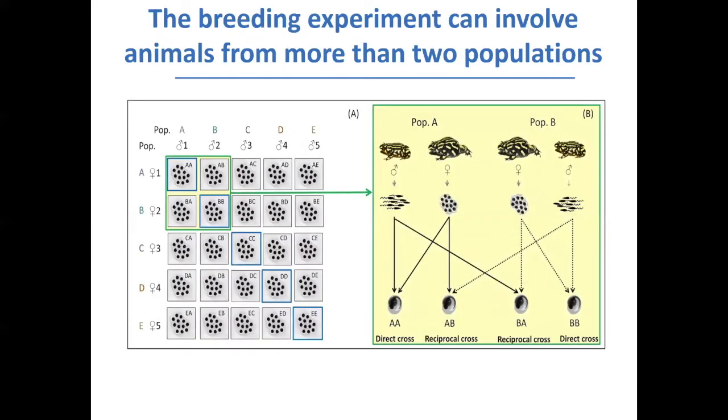Importantly, the breeding experiment can involve animals from more than 2 populations. For example, you could make crosses between frogs from 5 different populations. In the example here, you can see a cross between 5 males, representing populations A, B, C, D, and E, and 5 females from the same 5 populations. Again, you need to make reciprocal crosses so that you don't just have sperm coming from one population and eggs coming from a different population. You need every male to produce offspring with every female and vice versa.